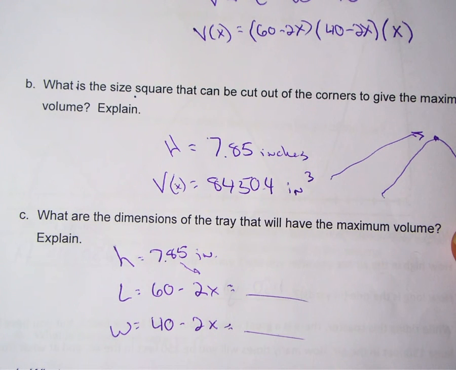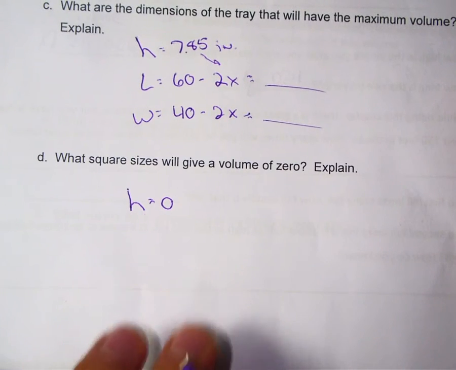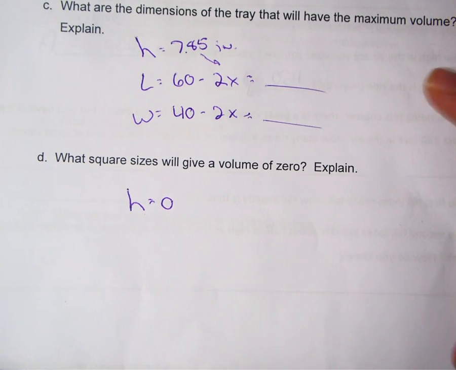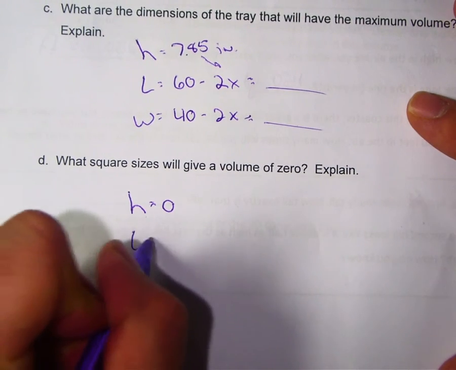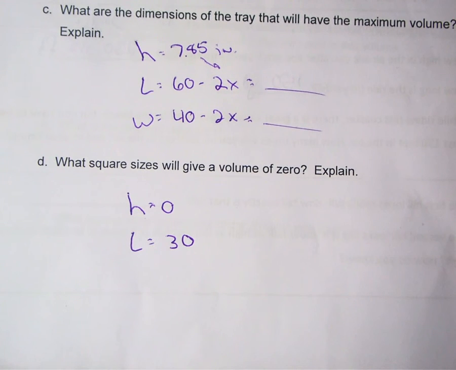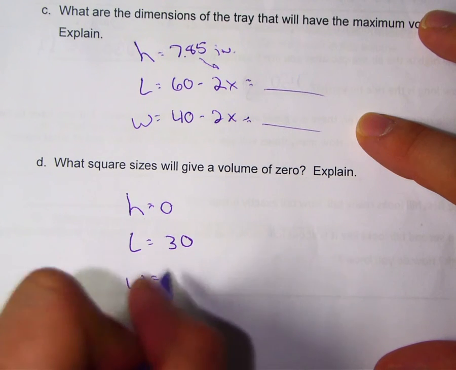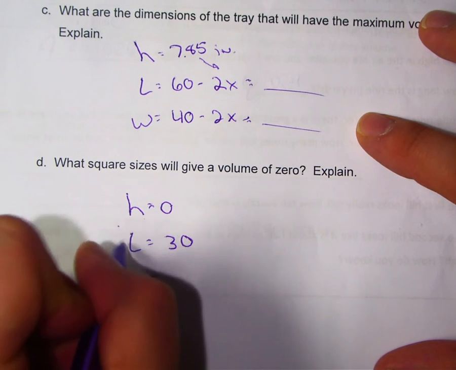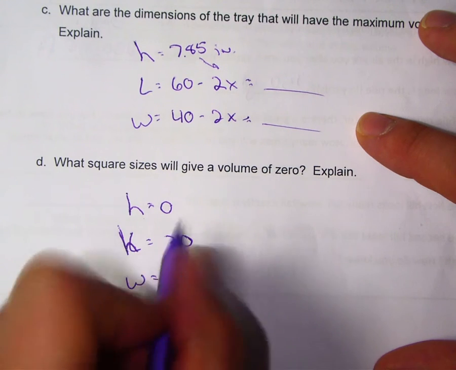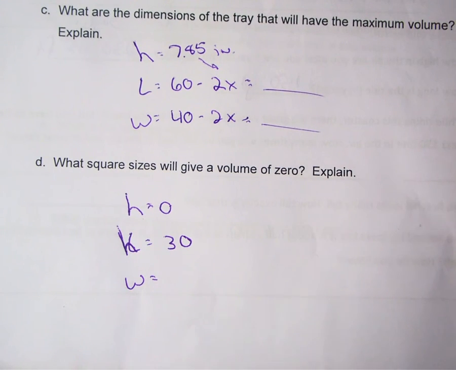What square size will give a volume of 0? All right. And if you remember the height, if the height was 0, I'll slide this up so you can see it. If the height's 0, it'll be a square size of 0. But also, if the height is 30, it will make the length 0, which will give us a volume of 0.